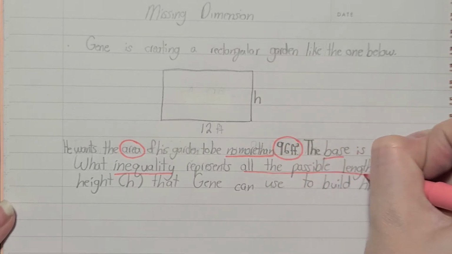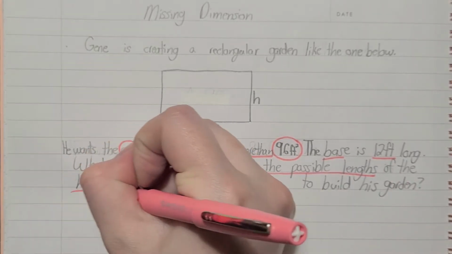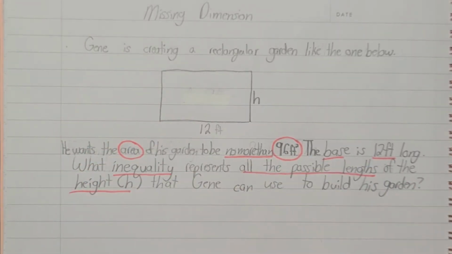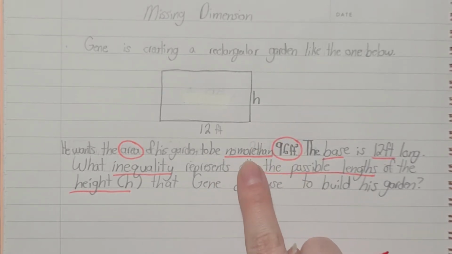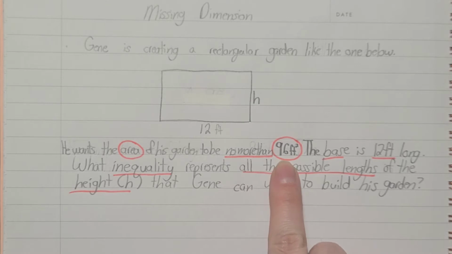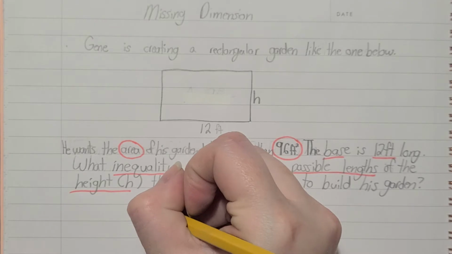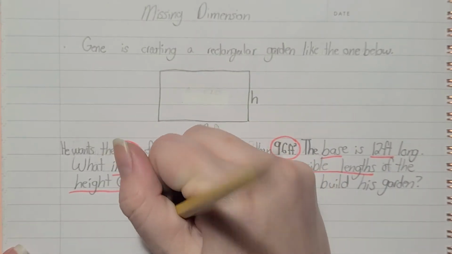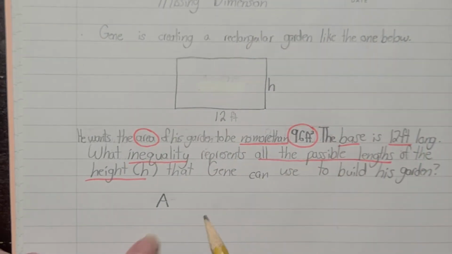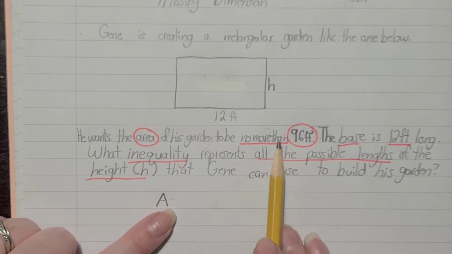Okay, remember inequalities say that it can be anything greater or less than a certain number. Okay, of the height that Jean can use to build his garden. So we are solving for the height, and the area can be no more than 96 feet. Okay, so let's think about how we would write that to begin with. So we know area is the base times height, but we're not equaling. It doesn't say his garden has to be equal to 96 feet. It says no more than.